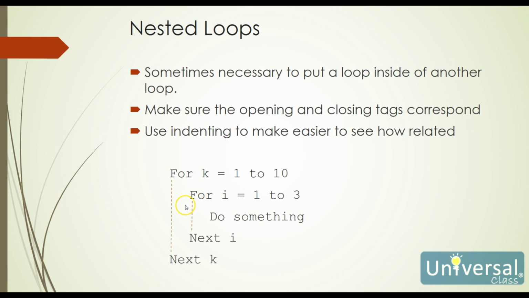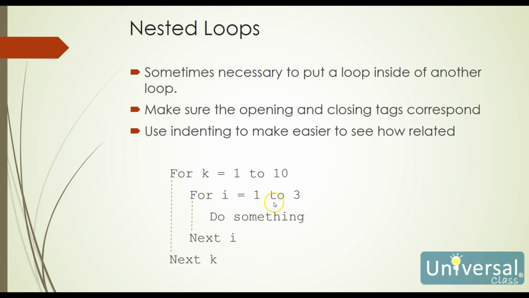It starts this loop over again, so it starts I back at 1, and then it does this thing 3 times, and then it does the next k. And it'll do this one, now k is 3. Then it comes down here and does this 3 more times. Then it does this one, and k is 4. And it'll keep doing that.